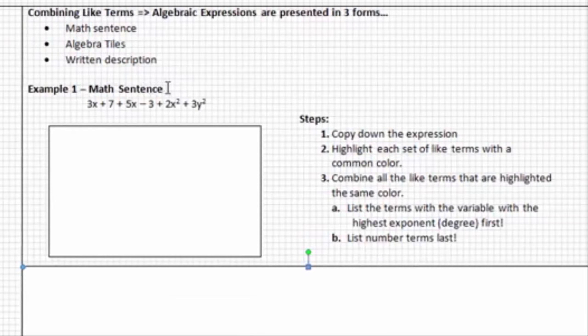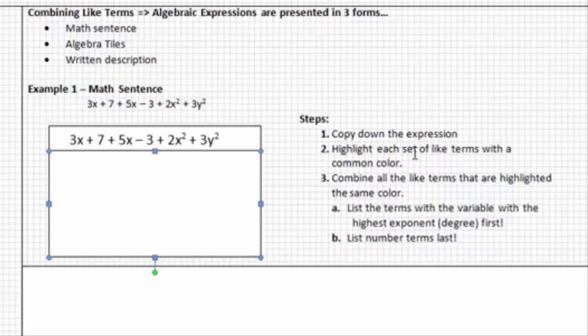We're using a math sentence, and they're giving us 3x plus 7 plus 5x minus 3 plus 2x squared plus 3y squared. So what we need to do is look for things that are the same type of term and combine them together to simplify it. So these are the steps, and I'll explain them as we go. The first thing we want to do is copy down the expression, because most likely we'll be reading this from a book. So I have it written down here.